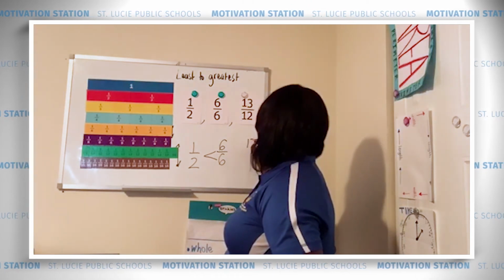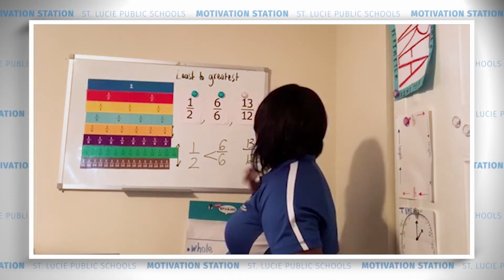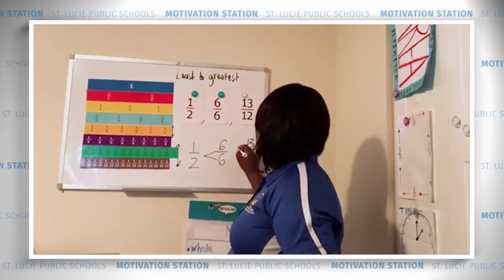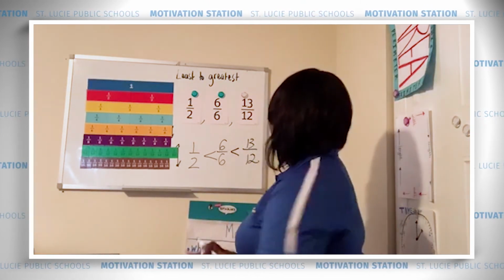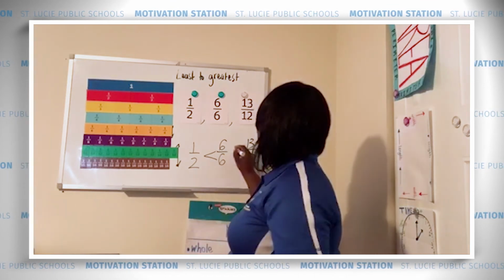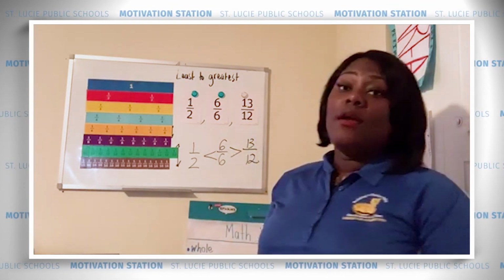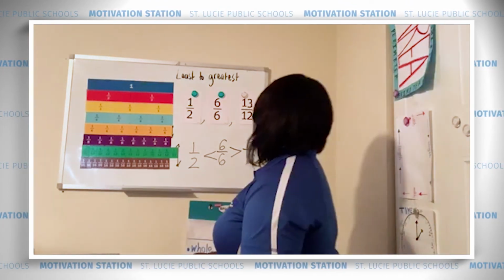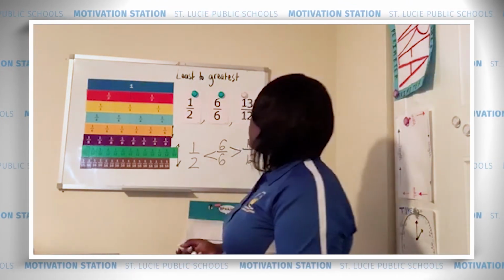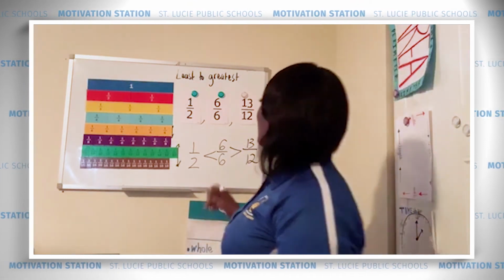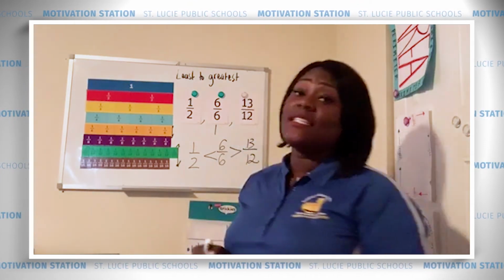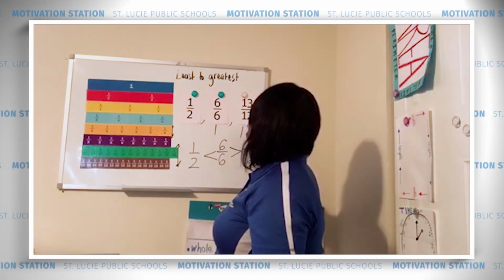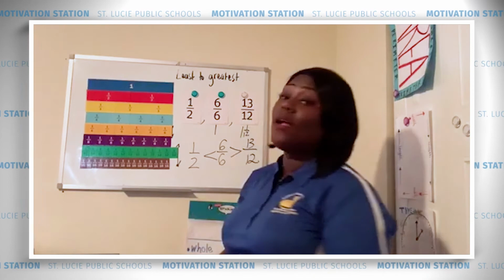The next symbol, we're going to go ahead and put 13/12s here. Which symbol should we use? Should we use the less than symbol, or the greater than symbol? Think about which way the mouth opens in the symbol. Did we say 6/6 was greater than 13/12s? Because we know 6/6 is equivalent to one whole. But we know 13/12s is equivalent to one whole and 1/12.